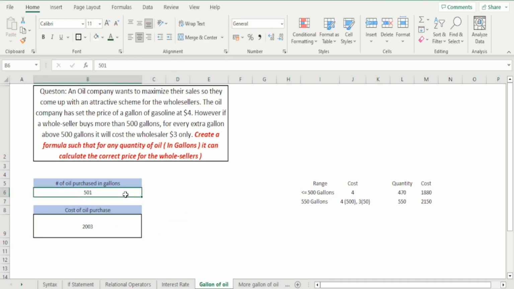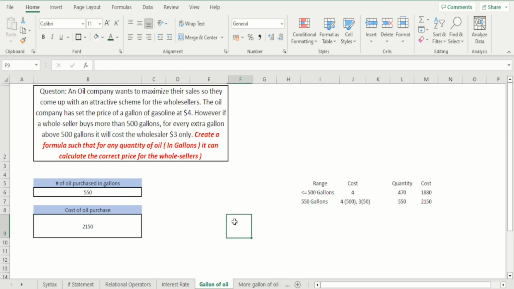And as a final test, let's see what happens when we enter 550 gallons in the quantity. Do we get the right cost? There we are. We have 2,150, which is an exact match. This is the power of the if function. Depending upon whether certain conditions are satisfied or not, you can use different formulations to deal with each aspect. If it's true, you can do one thing. If it's not true, you can do something else, depending upon the scenario or the situational requirement or the business problem you're trying to solve.